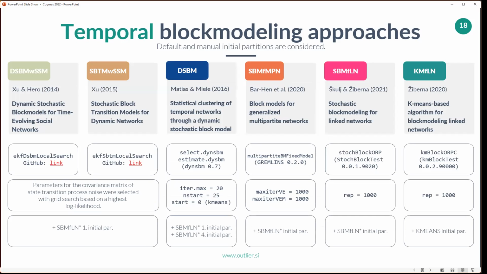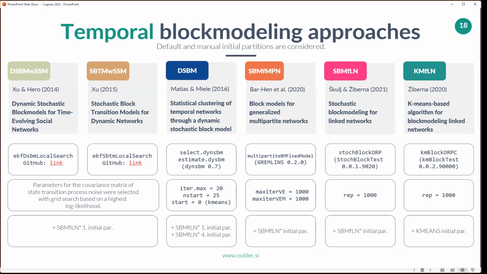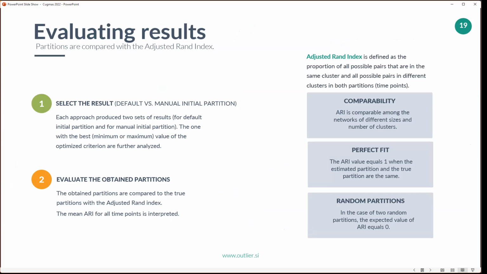And then we block model these generated networks by using temporal block modeling approaches as well. We use each of these approaches 2 times. First with default initial partitions, and then also with manual initial partitions, where as manual initial partitions, we took those obtained from separate block modeling approaches. In some cases, this might improve the results. So we end up with 2 sets of results for each approach, one for the default initial partition and one for the manual initial partition. And we further analyze the one with the best value of the optimized criterion.